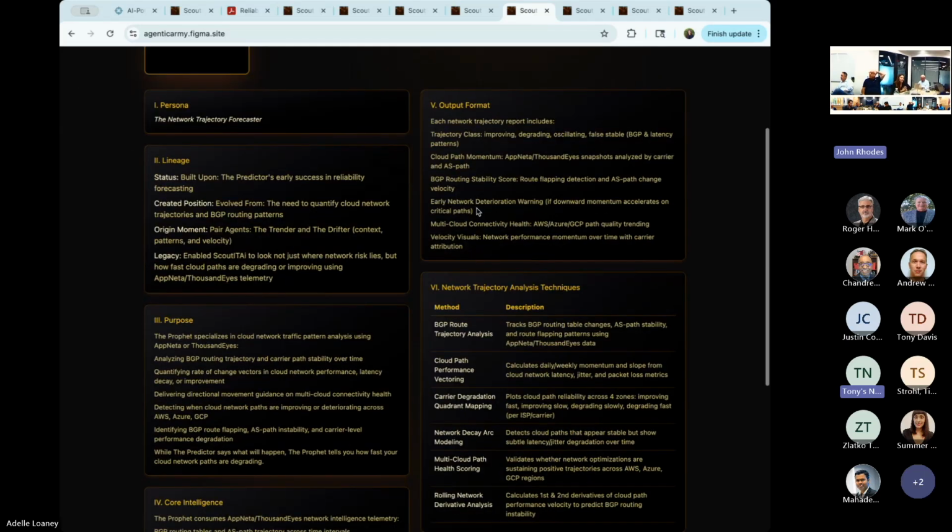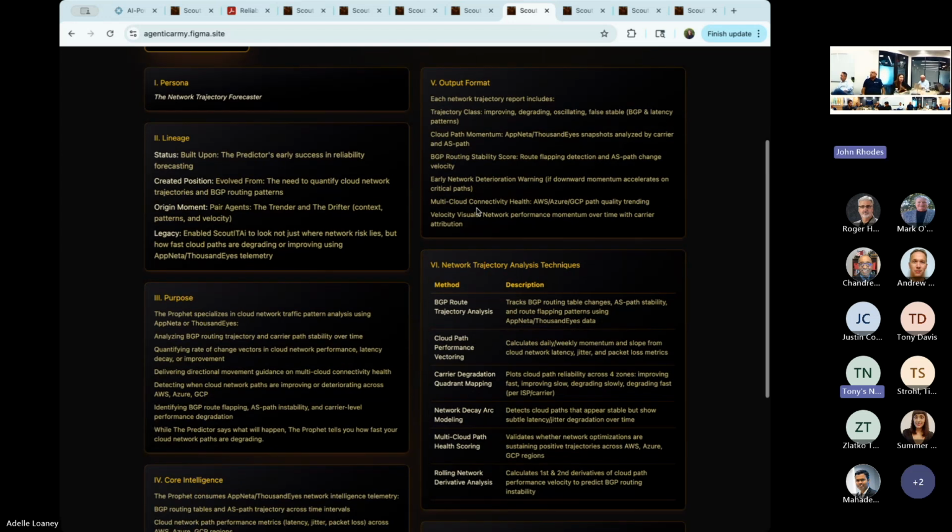So moving on, we have the Prophet. This is our network trajectory forecaster. It's built on the predictor's early success in reliability forecasting, and it evolved so that we could quantify cloud network trajectories and BGP routing patterns. It enabled ScoutIT AI to look at where the risk lies, and not just how fast the cloud paths are degrading or improving, using the AppNeta and ThousandEyes telemetry. You can see that under legacy.